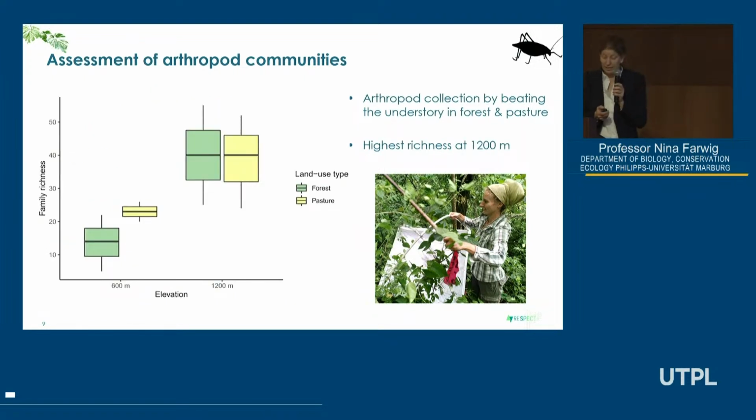If we compare the family richness from 600 to 1,200 meters, we found what we expected: in the areas where the environment is not so harsh, with higher precipitation, we also found a higher family richness, both in forests and in pastures.